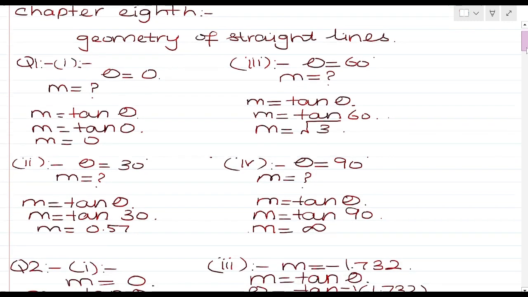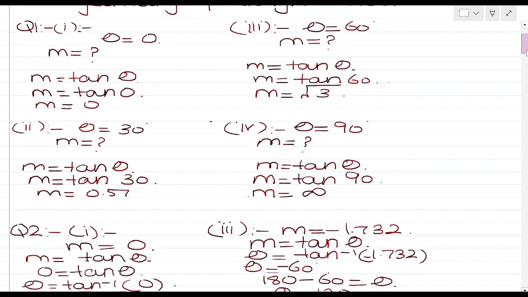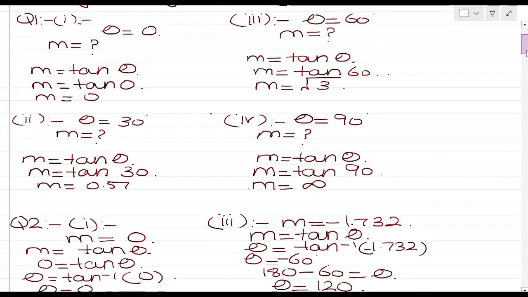And in the fourth part, we have theta as 90 degrees and we need to find the value of m. So if we take the tangent of 90, that will be undefined. That means that our gradient is undefined.